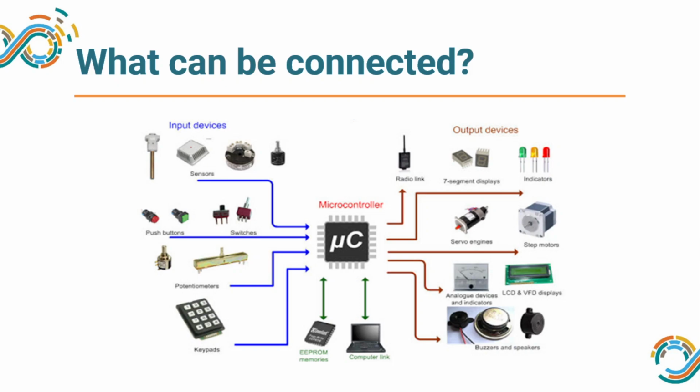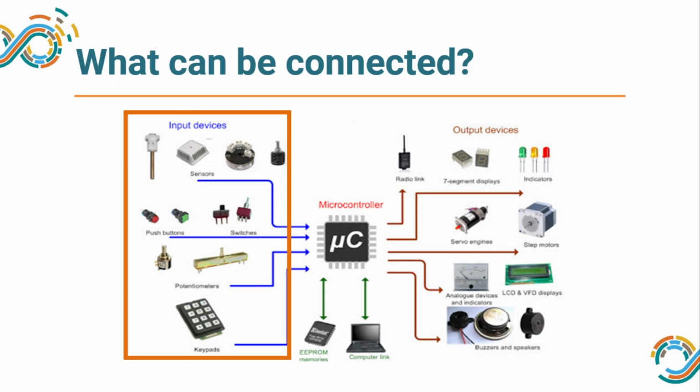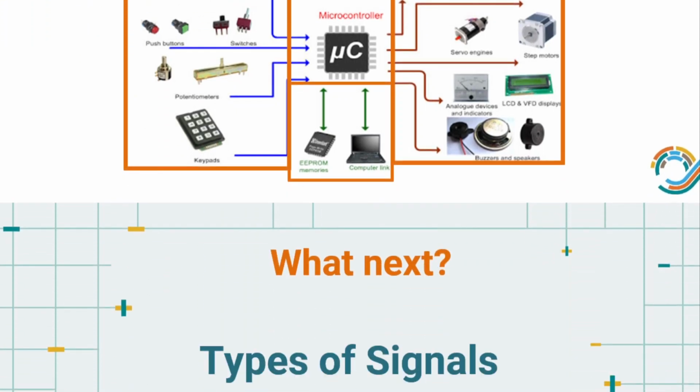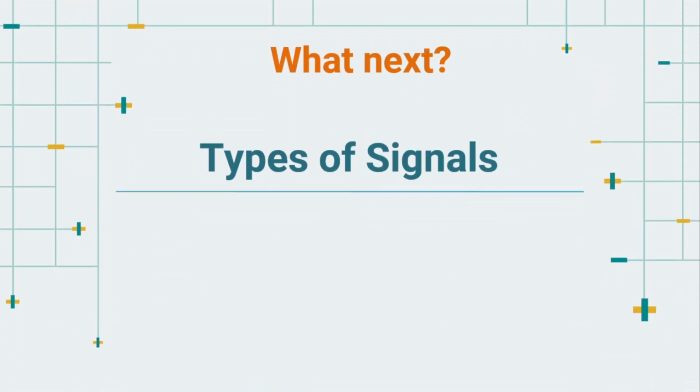So what are the different kinds of devices that can be interfaced? There are a lot of input devices like sensors, buttons, switches, potentiometers, resistors, keypads. There is a set of output devices that can be attached like LEDs, displays, motors, LCD, speakers, buzzer. And of course, you can have extra memory and connection with your computer using Arduino's microcontroller. Once we know about all this, in the next video, we are going to talk about the type of signals that can be taken by an Arduino board.